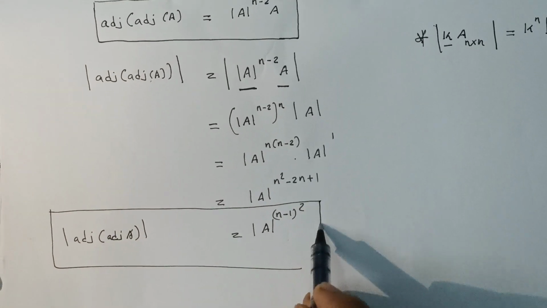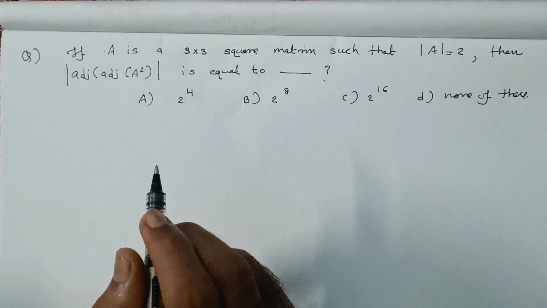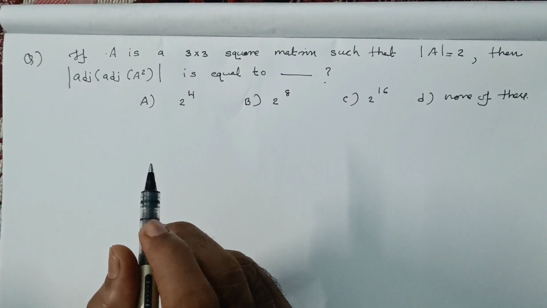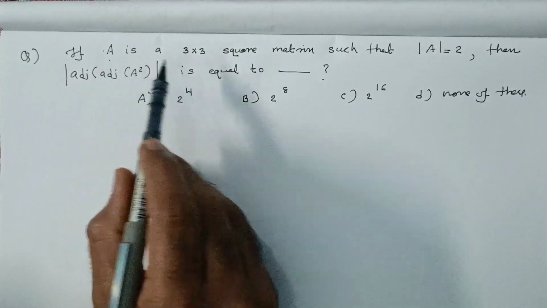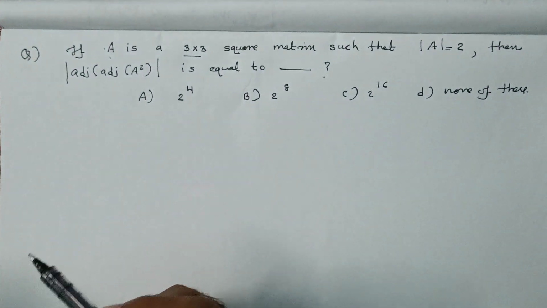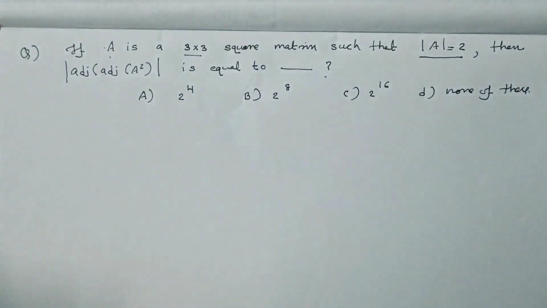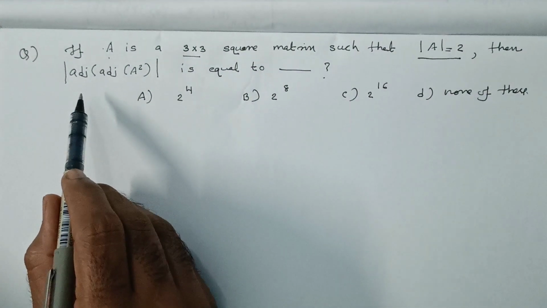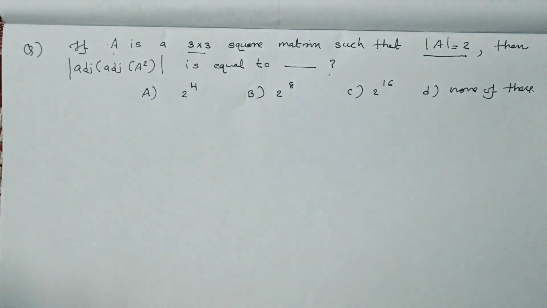It is also important for different competitive exams. Dear students, here is a question from the third property. It is given that A is a square matrix of order 3, and also given that the determinant of the given matrix A is 2. We are asked to find the determinant of adjoint of A square.